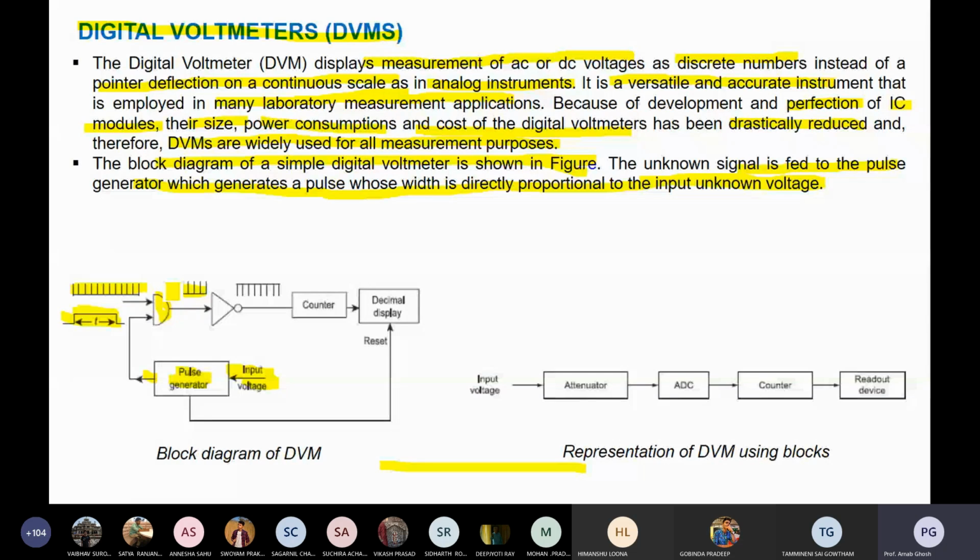And finally there is a NOT gate. The NOT gate inverts that value, and then the counter is there. The counter is counting, so you can call it the reconstruction of the signal. First you give the unknown value, the unknown value of resistance or voltage. In the pulse generator, that unknown value is compared with some repeating signal, like a triangular signal, and finally you will get some pulse.